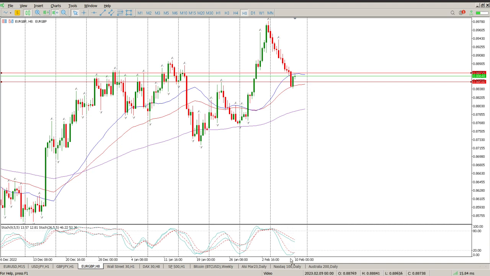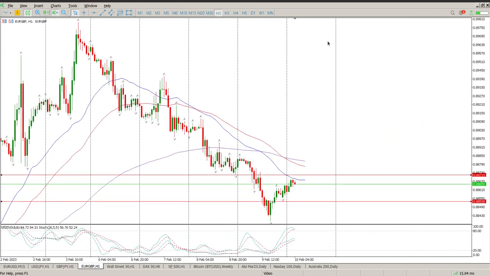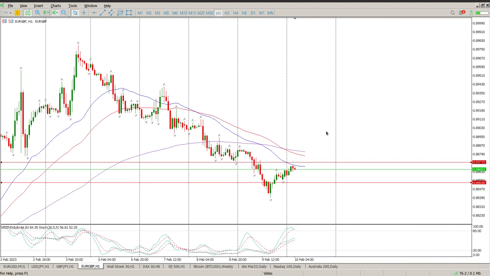We do have a crossover here brewing, and we've separated. So this does look like a half decent flag. This is the 61.8, so we're just below the 61.8. So everything is indicating that there is potentially a move higher. But if we look at the lower time frames, this is indicating a rejection off here at 0.88715.